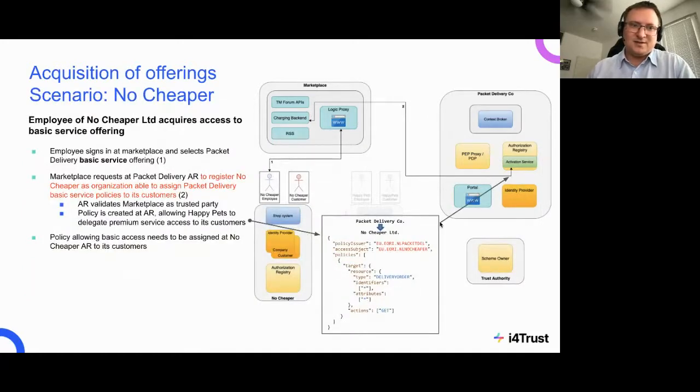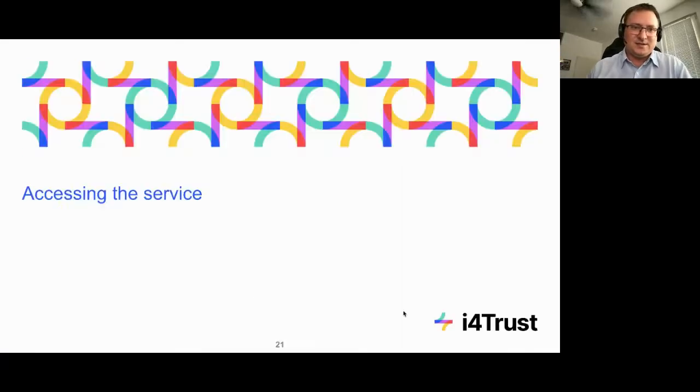And now, what I didn't show was a scenario for No Cheaper, but it's actually the same with the whole login process, but then of course using the IDP of No Cheaper. And then when selecting this basic offering, there would be a policy created at the registry stating that No Cheaper is allowed to access the delivery orders using GET requests.